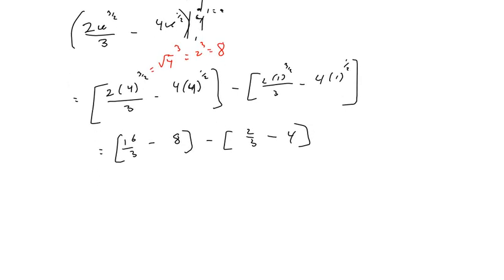And okay, you can get out a calculator now, figure out what this is. 16 over 3 minus 8 is in one parenthesis. And then minus 2/3 minus 4. This whole thing works out to be, no, sorry, 2/3. That'll be our answer for this equation.